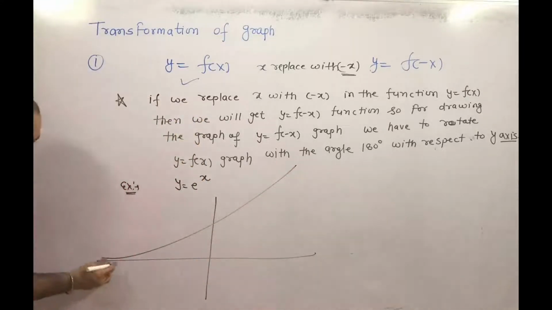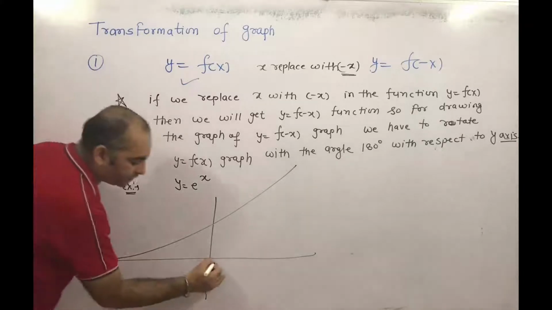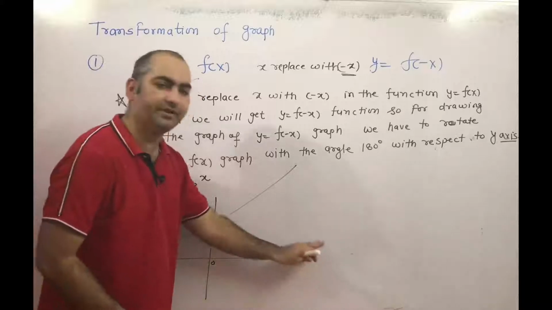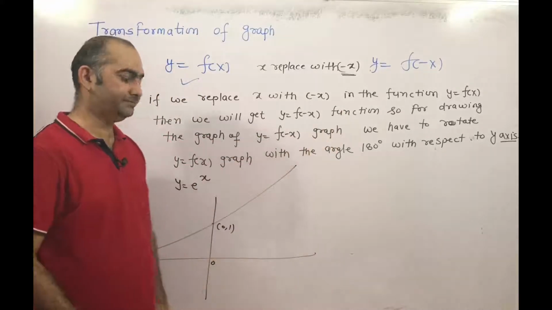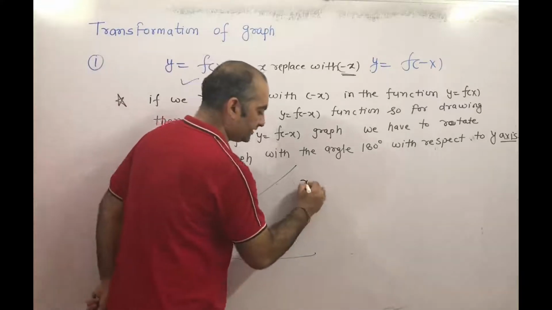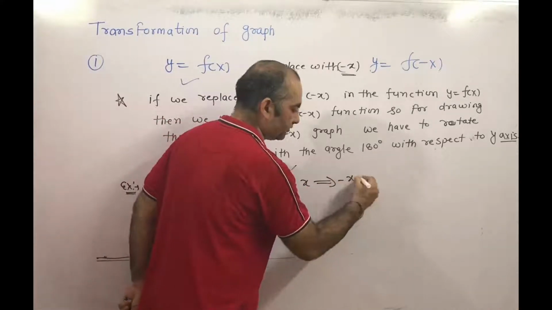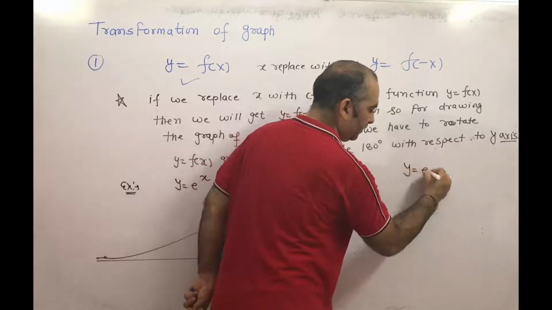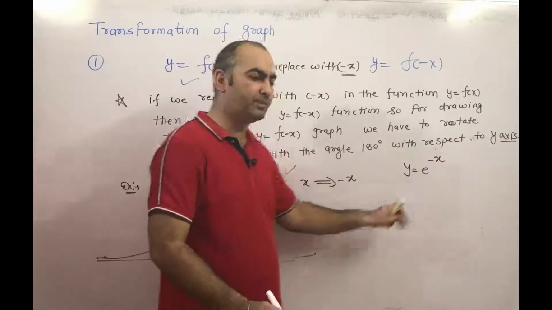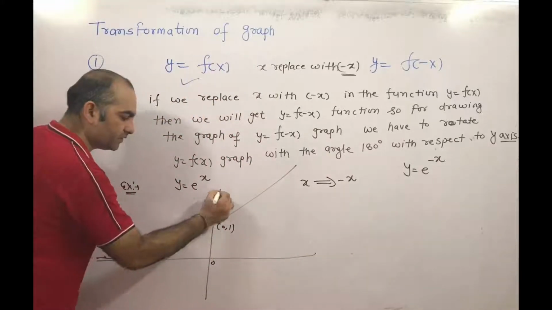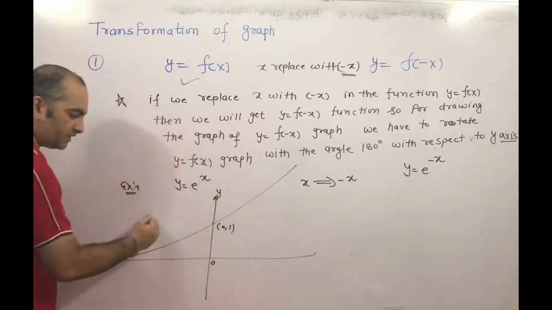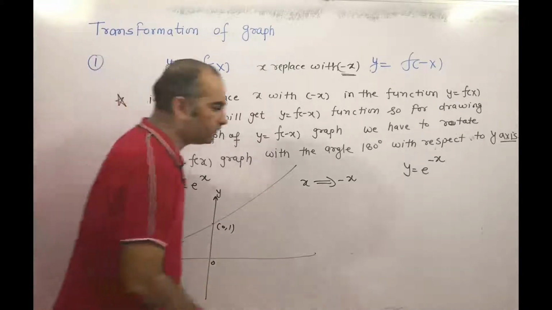At minus infinity it is tending to 0. At 0 we are getting (0, 1), and at x equal to infinity, we are getting infinity. Now instead of x we are putting minus x, so x is replaced with minus x. We'll get the function y equal to e power minus x. So how to draw the graph of this one? Very simple: this is the y-axis. If you rotate this graph 180 degrees, this portion will come this side and this portion will come this side.